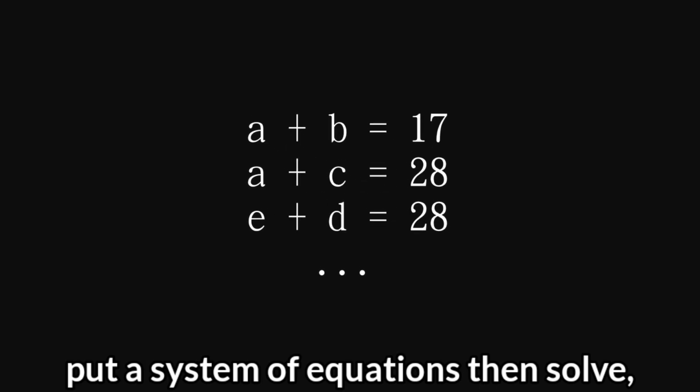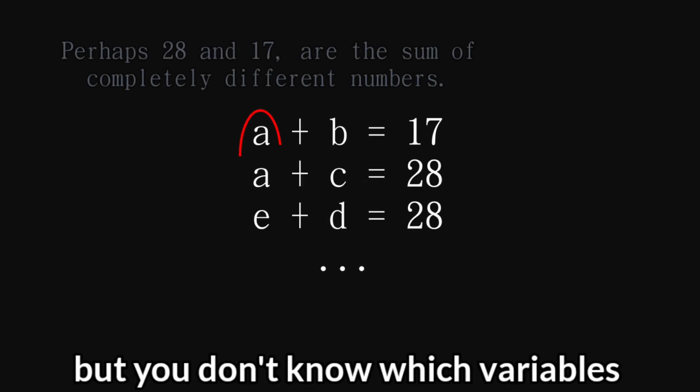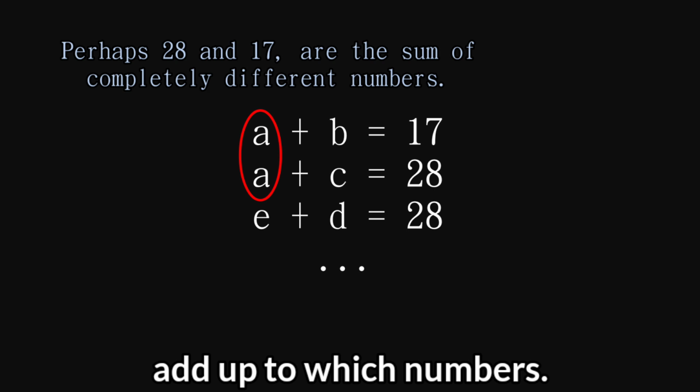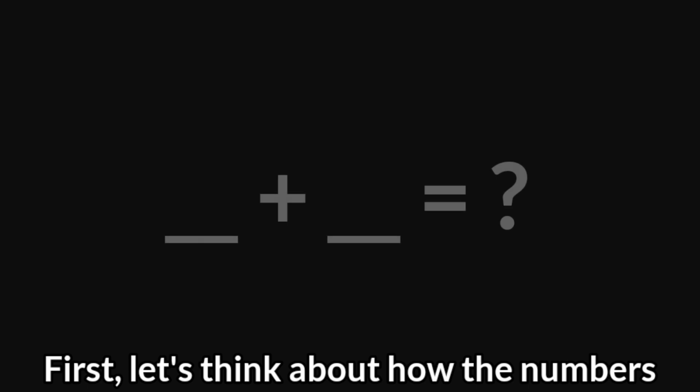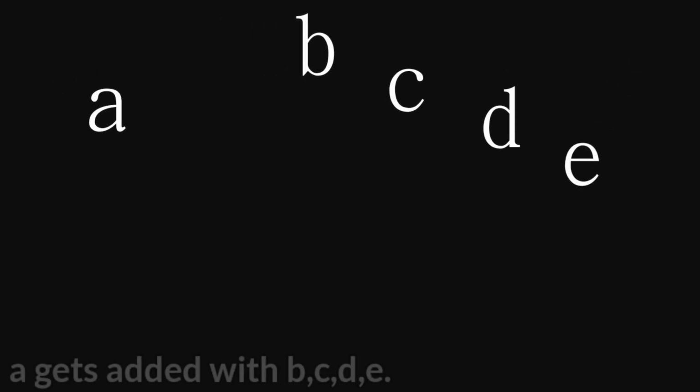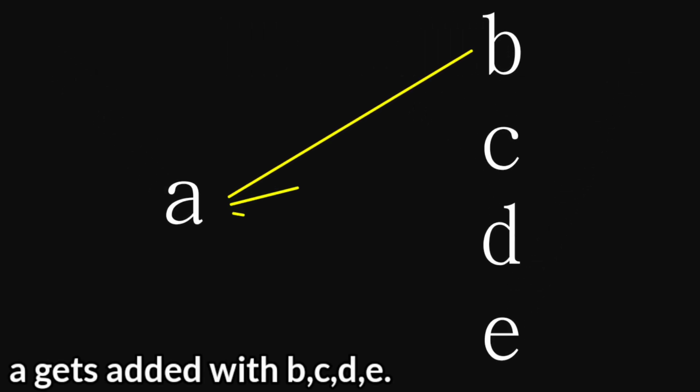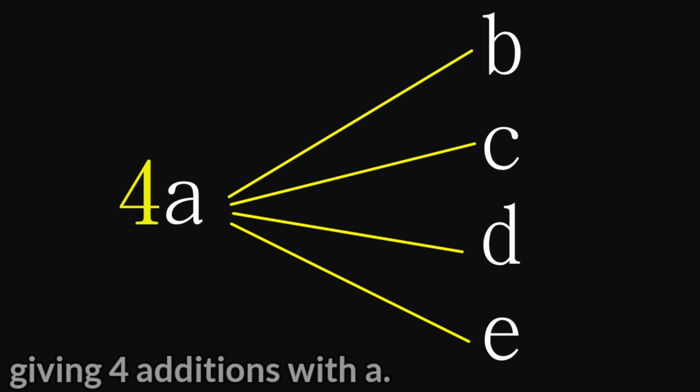Now let's solve. You may have been tempted to put a system of equations and solve, but you don't know which variables add up to which numbers, so that won't do. First, let's think about how the numbers add up in pairs. We'll label the 5 natural numbers we're looking for A, B, C, D, E. A gets added with B, then C, D, and E, giving us 4 additions containing A.